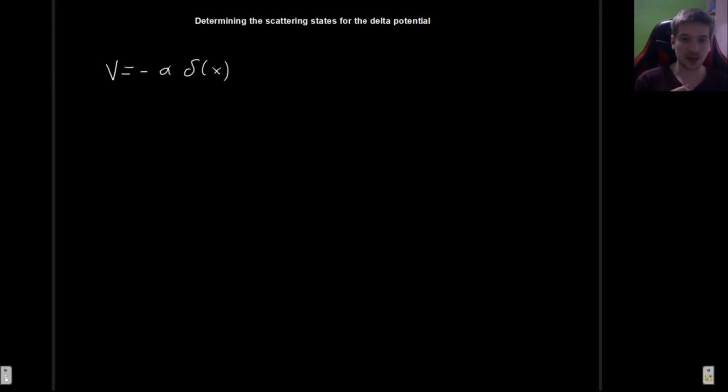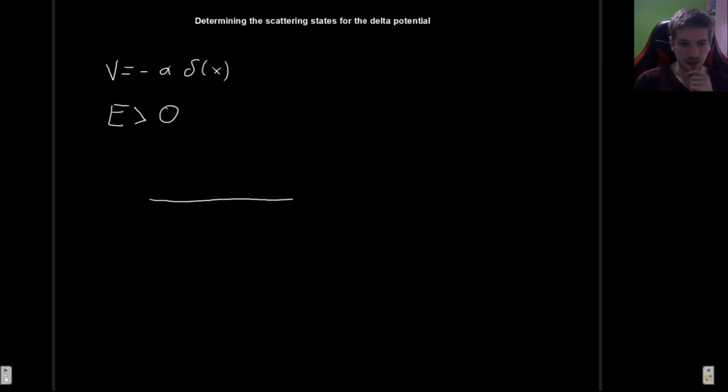So now it's time to determine the scattering states for the delta potential. The delta potential that we're using here is just minus alpha times the delta function of x. In the previous video, we solved this problem for the bound state, and now it's time to do it for the scattering states. Now remember, scattering states just means that the energy will be taken to be positive.